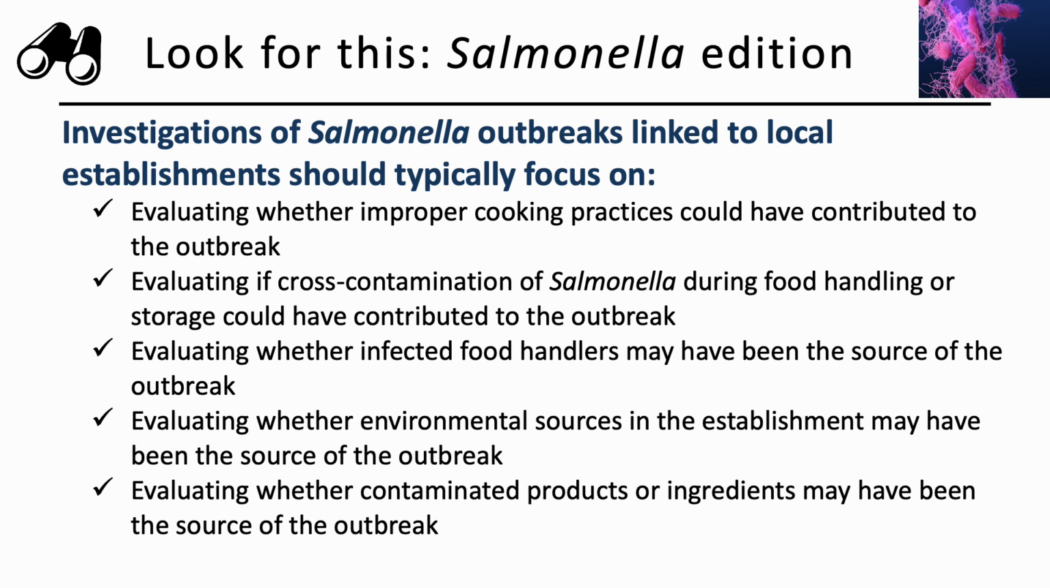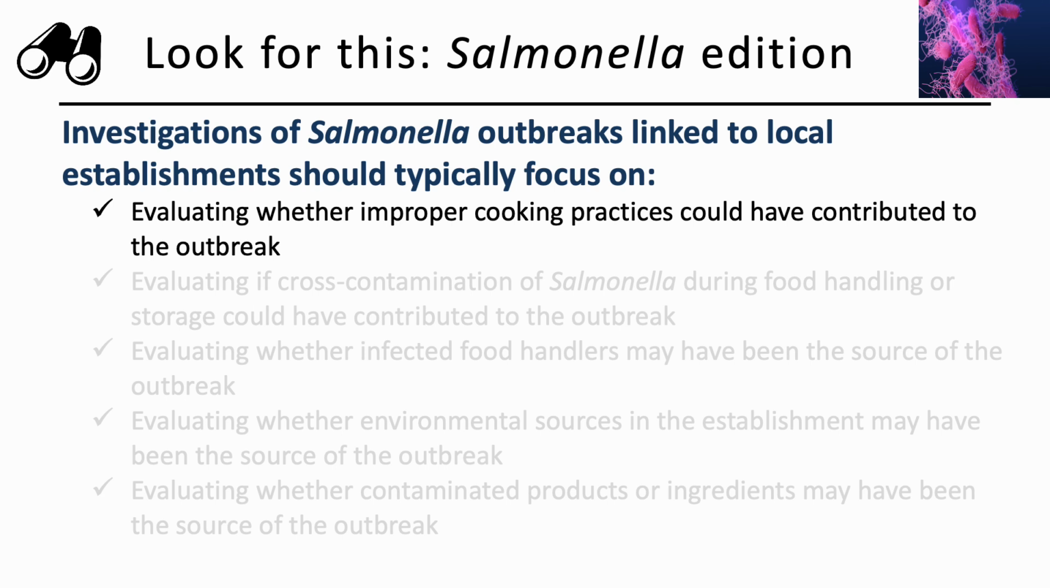These include evaluating whether improper cooking practices could have contributed to the outbreak, evaluating if cross-contamination of Salmonella during food handling or storage could have contributed to the outbreak, and evaluating whether infected food handlers may have been the source of the outbreak. Additionally, environmental health investigators may also need to take steps to evaluate whether environmental sources or contaminated food products or ingredients may have been the source of the outbreak.